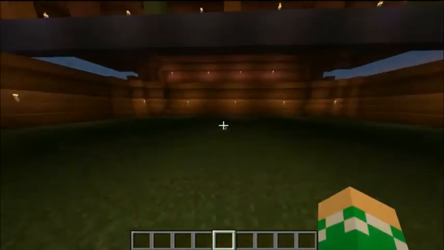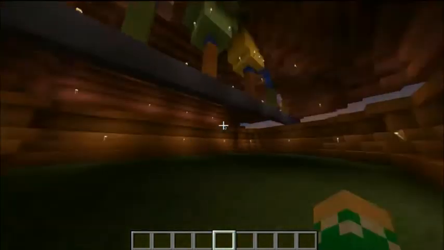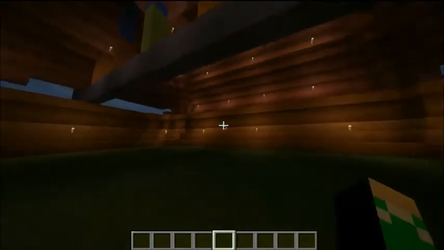So, let's get in. As you see here, we're inside the ribosome. And I put torches so that it makes it easier. And also, I'm going to make it day.